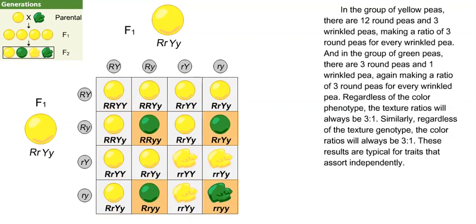And in the group of green peas, there are 3 round peas and 1 wrinkled pea, again making a ratio of 3 round peas for every wrinkled pea. Regardless of the color phenotype, the texture ratios will always be 3:1. Similarly, regardless of the texture genotype, the color ratios will always be 3:1. These results are typical for traits that assort independently.